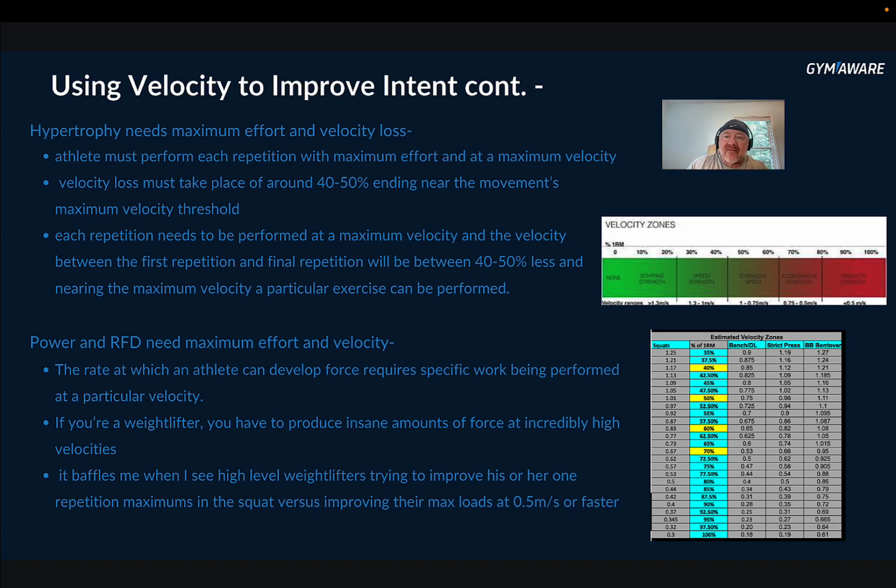So I'll see a lot of coaches and athletes trying to peak their 1RM squats and their 1RM snatches and clean and jerks at the same time. And those are two totally different stimuli producing two totally different sets of adaptations. So if the goal is snatching and clean and jerking, I recommend really getting good at producing as much force as possible at incredibly high velocities, which mimics the snatch and clean and jerk.